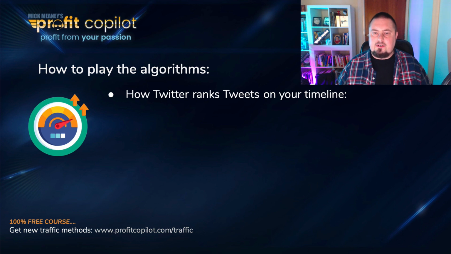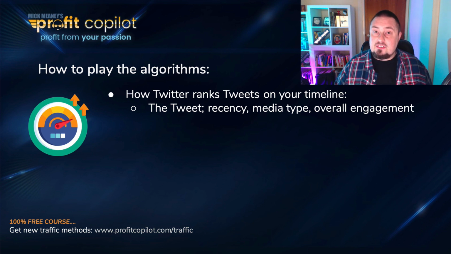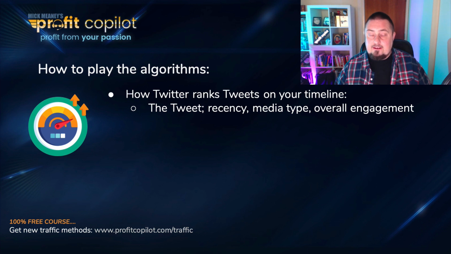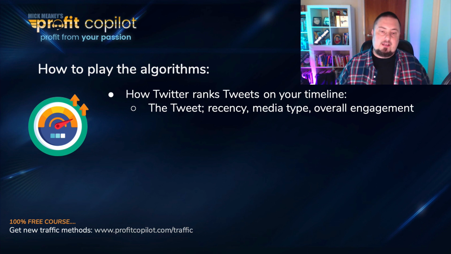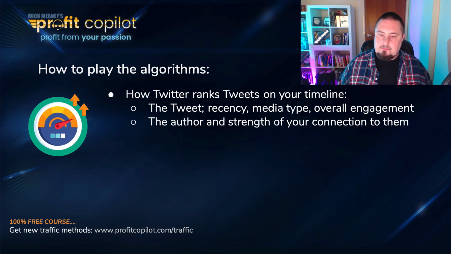Let's move on to Twitter. So Twitter ranks tweets on your timeline according to the recency of the tweet. It likes fresh content, and the media type. So if you have video, images, it's probably going to perform better than just straight text. And it also looks at the overall engagement of that tweet. So if people are interacting and engaging with that tweet, it's going to boost it up.